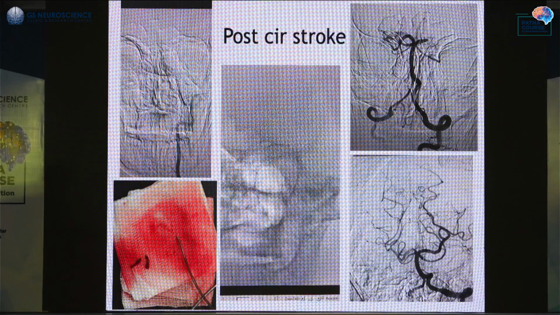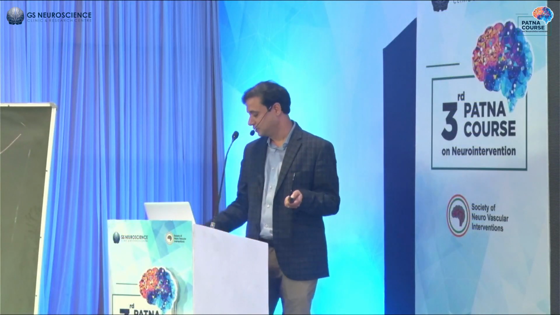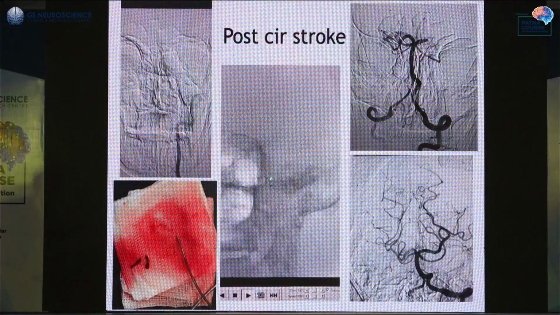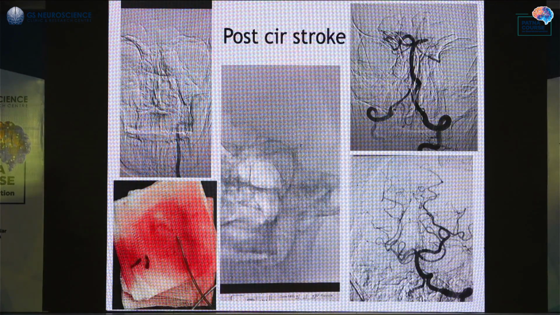Posterior circulation, again, aspiration. Recently, 2 trials have been published where they have clearly shown aspiration is better than the stent retriever. So this is the aspiration catheter going up and aspirating. In 2 passes, the clot was removed, and the artery TICI 3 was achieved.